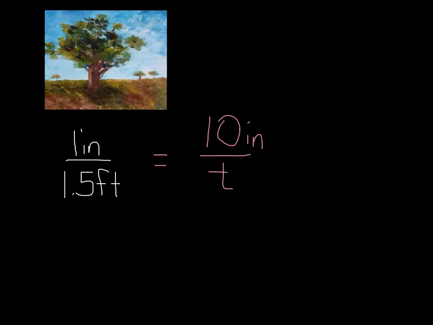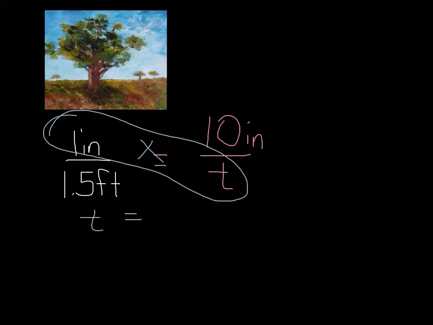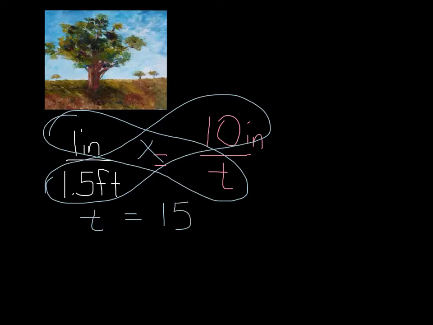And what we can do is solve it like we would solve a proportion. So we can cross multiply and do 1 times t, which would really just be t. And then we can do 1.5 times 10, which would be 15. And actually that gives us the answer because we have nothing with t. So the height of the tree would be 15 feet.